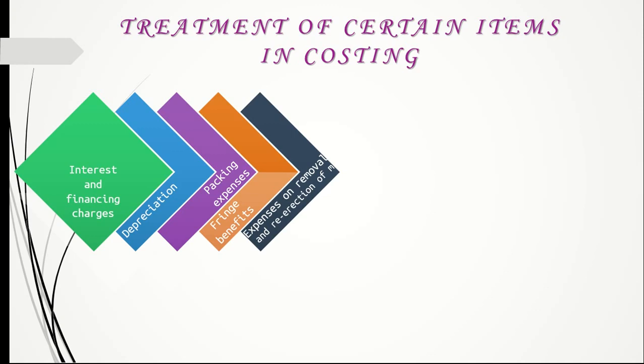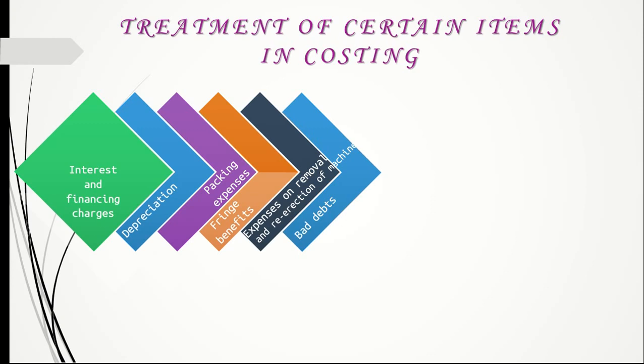5. Expenses on removal and re-erection of machines. Such expenses may be incurred due to factors like change in the method of production, an addition or alteration in the factory building, change in the flow of production, etc. All such expenses are treated as production overheads. When the amount of such expenses is large, it may be spread over a period of time. If such expenses are incurred due to faulty planning or some other abnormal factor, then they may be charged to costing profit and loss account.